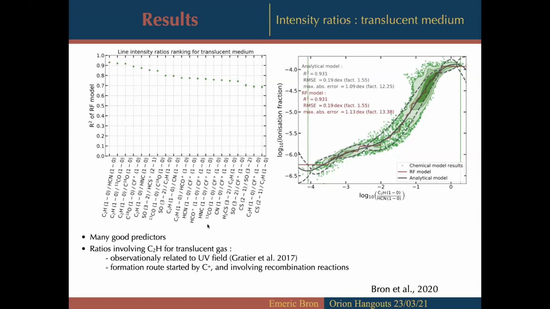involve C2H. And this is understandable because C2H has been observationally related to the UV field. And actually, that's because the formation of C2H is initiated from C+, and also involves recombination reactions. So it will be most present in regions where the ionization fraction is high and UV photons are still present.